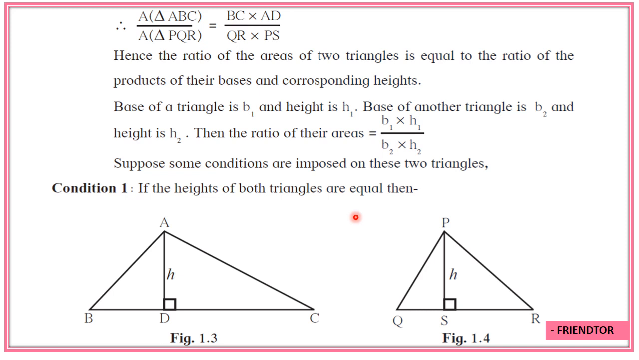Now here in the diagram itself, if we try to derive what happens. See, now this is a triangle. Its area will be half into base, that is BC into AD. Now AD is H, so half into BC into H. Okay, and the area of this will be half into QR into H, base into height, right? So let's see.